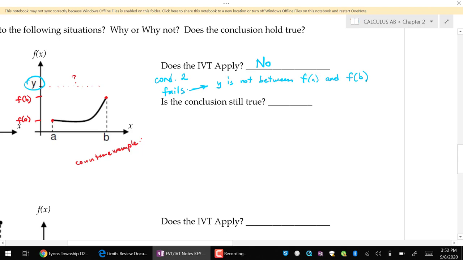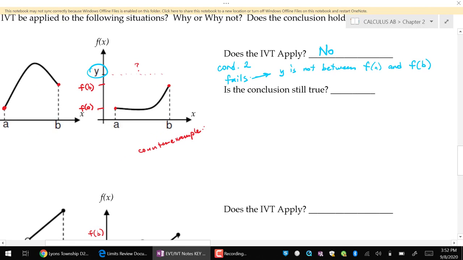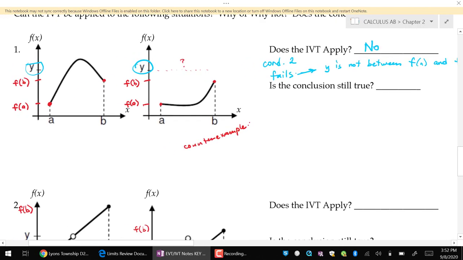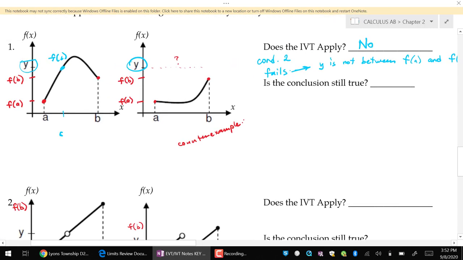Is the conclusion still true? Well, notice in picture number 1, it looks like there is some sort of value here, some c value, where f of c is equal to y. But that doesn't happen over here. So I would say maybe there's no guarantee. It may be true. No guarantee.